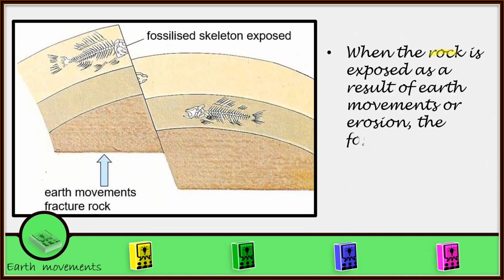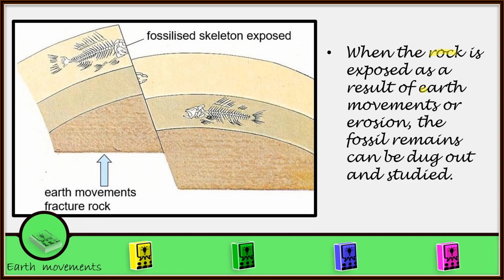When the rock is exposed as a result of earth movements or erosion, the fossil remains can be dug out and studied. For example, here we are having the earth movement. They fracture the rocks, they push the rock to go up, and then this one comes down. Then the fossilized skeleton is exposed. And when it is exposed, now it can be dug out and it can be studied.